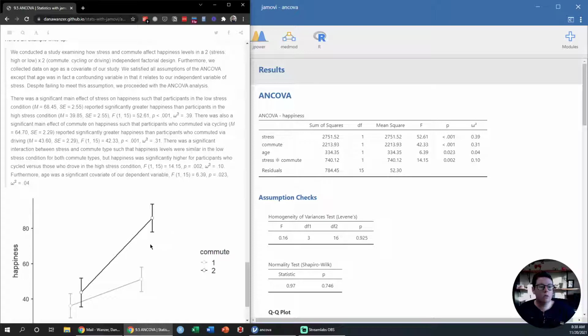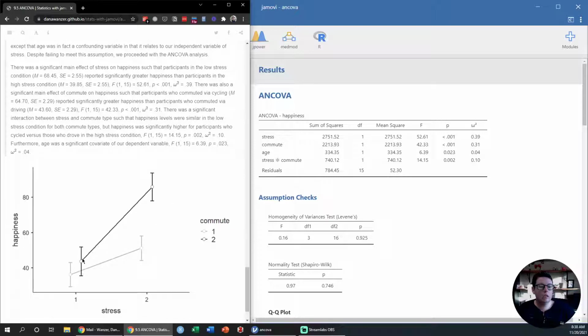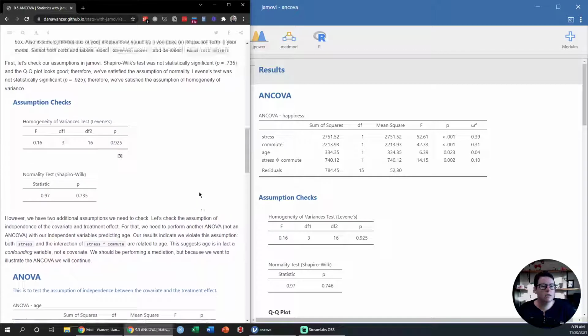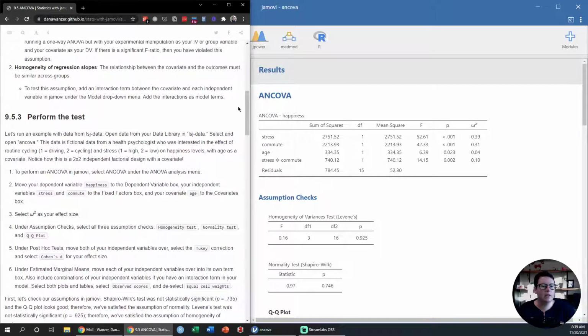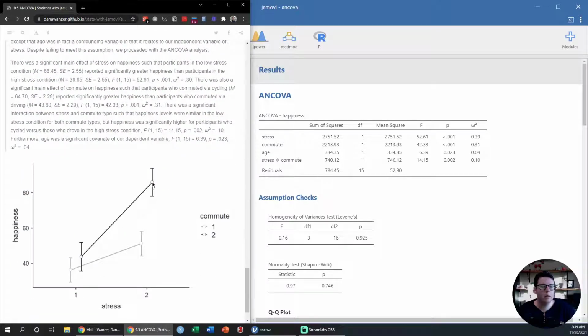There was also a significant interaction between stress and commute type, such that happiness levels were similar in the low, and this is wrong. Happiness levels were similar in the high stress conditions for both commute types, but happiness was significantly higher for participants who cycled versus those who drove in the, and I believe this is supposed to be low stress. Let's just double check this because I think 2 is supposed to be low. Yeah, so that's backwards in the write-up. So happiness was significantly higher for participants who cycled versus those who drove in the low stress conditions. That was slightly wrong.